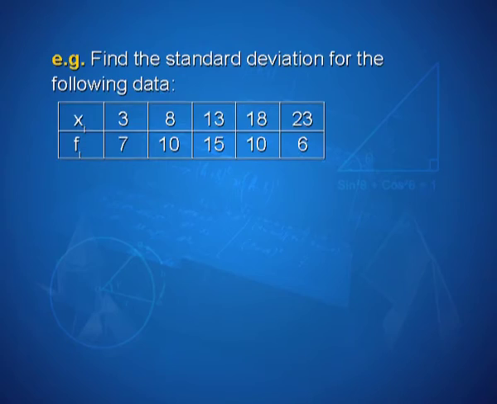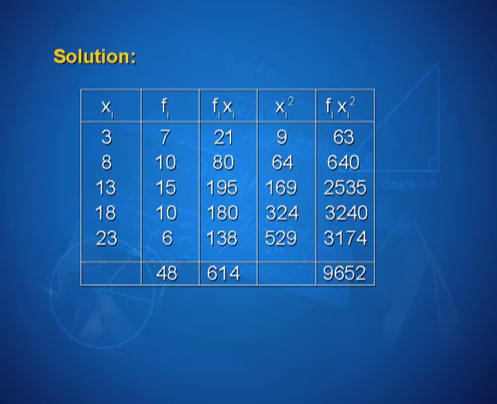Another example here to understand how to calculate the standard deviation for the following data. We have the values xi's as 3, 8, 13, 18 and 23, and frequencies as 7, 10, 15, 10 and 6. Let us form the following table.